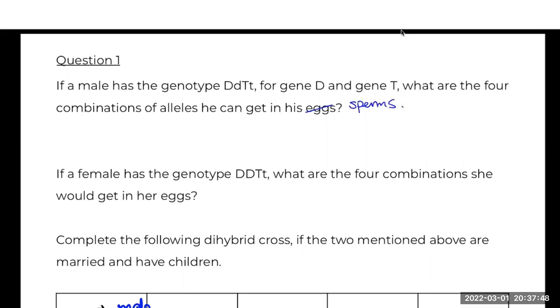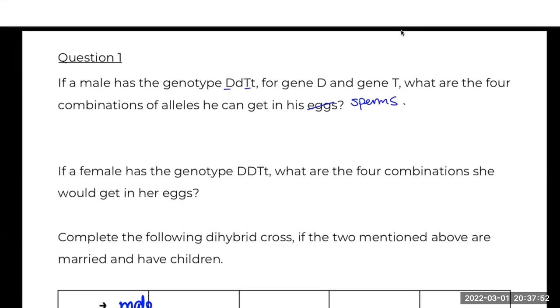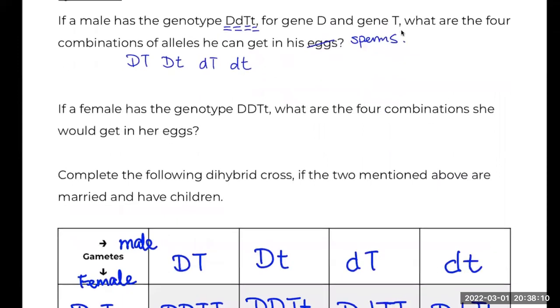All right, so first combination, big D, big T. Second combination, third, fourth. There you go. There are all the combinations.